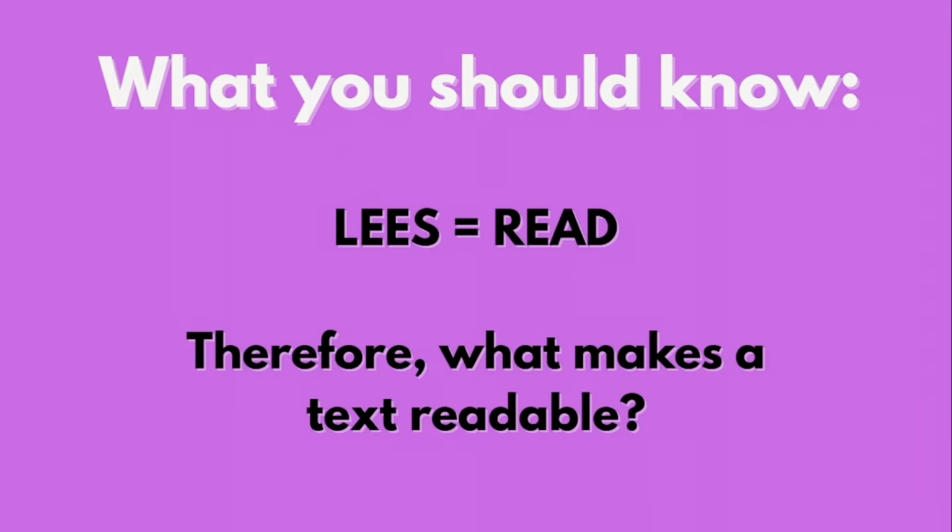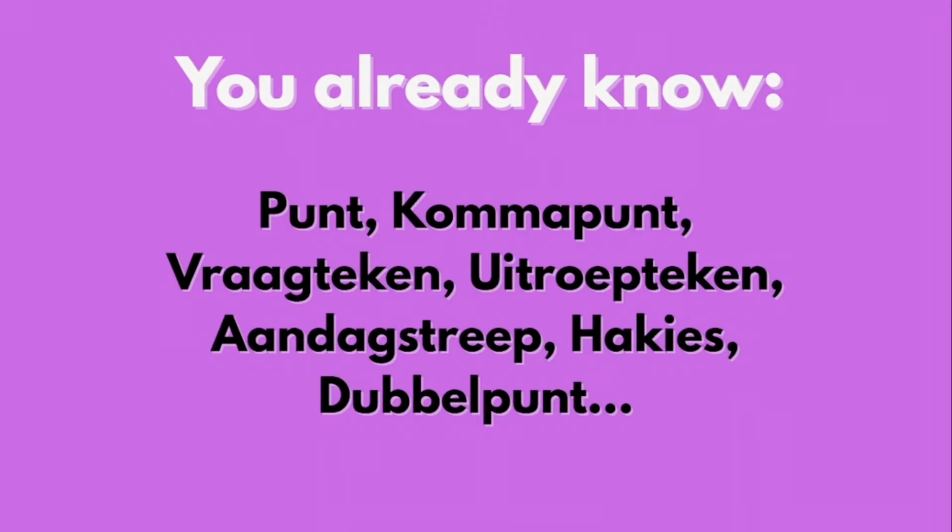All right, what should you know? You should know that lees in leestekens basically means read. What makes something readable? Because without those things, it's not readable, or you're not sure, or you need the person who wrote it to give you a little bit of context. So that's technically what leestekens are about. You already know these things: punt, full stop, komma punt, vraagteken, uitroepteken, aandagstreep, hakies, dubbel punt. So it's about how you use them in order to make the text readable.